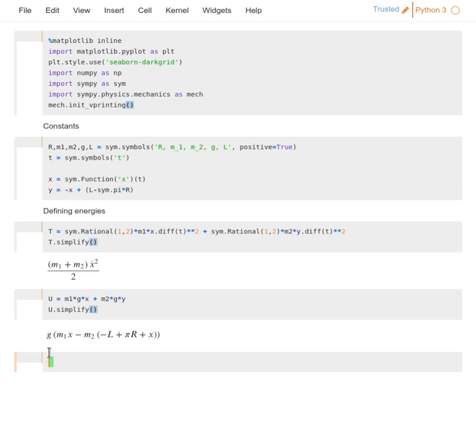So therefore, our Lagrangian is just going to be, I shouldn't have called this logger, is just going to be T minus U.